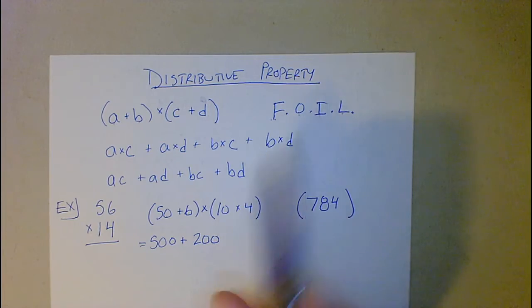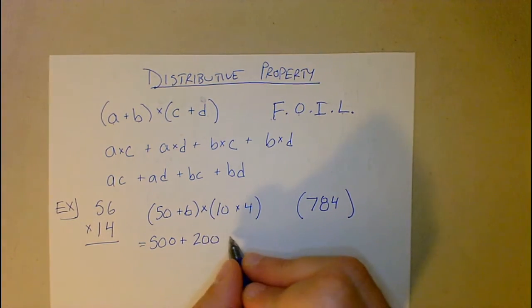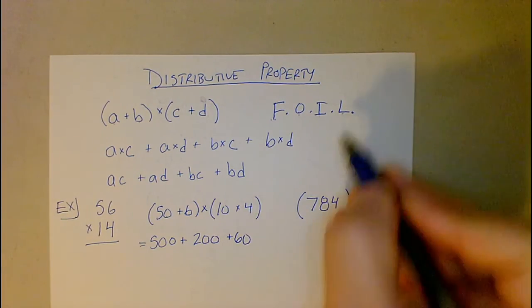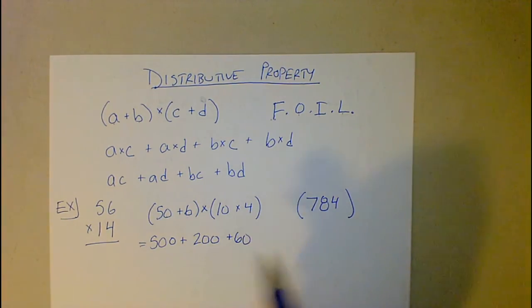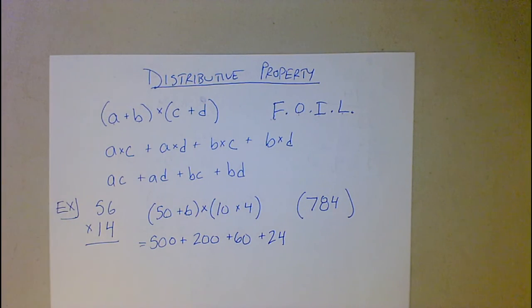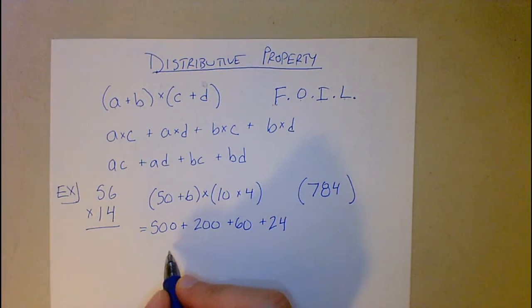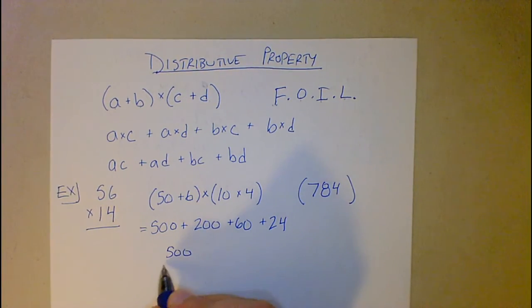I stands for inner. The inner components are 6 and 10. 6 times 10 is 60. L for last. 6 times 4 is 24. And so to get my answer, I just need to add these numbers together, and these numbers have zeros in a lot of convenient places, and so it's not going to be too difficult. What I do need to do, since I have a lot of addition, is I'm going to put them in a column so I don't lose myself and get too sloppy or messy here.